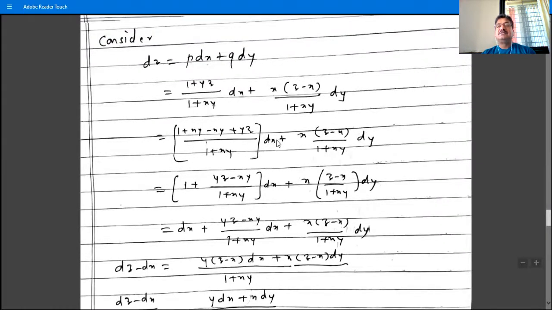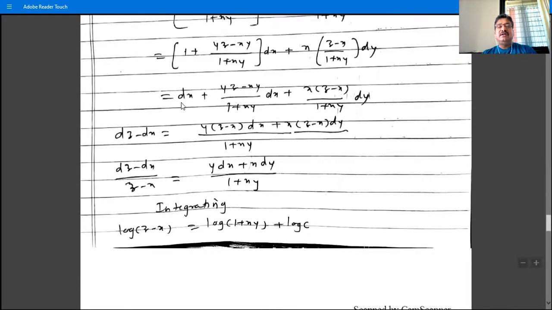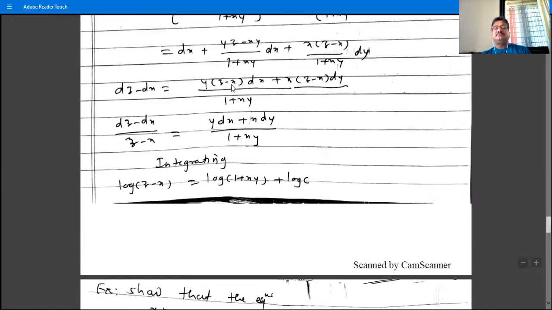dz is equal to p dx plus q dy. So this is the adjustment: add xy, subtract xy, and then shift this dx to the LHS. So dz minus dx is the LHS now, this quantity stays as it is, and take 1 plus xy as the LCM. Take y common: y (z minus x) dx plus x (z minus 1) dy, and then take z minus x as common and shift to the LHS. Take this z minus x common from these two terms and shift to the LHS.